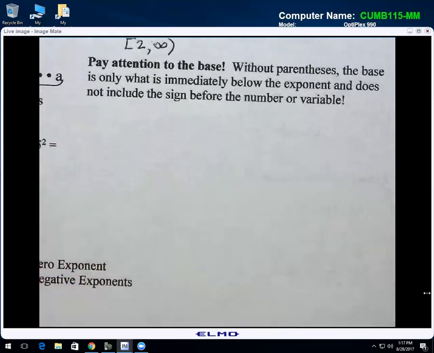Without parentheses, the exponent only applies to what's immediately below it, not any pluses or minuses or anything else in front of that number. So you really have to pay attention on problems with exponents and say, what is the base here? What is this exponent being applied to?